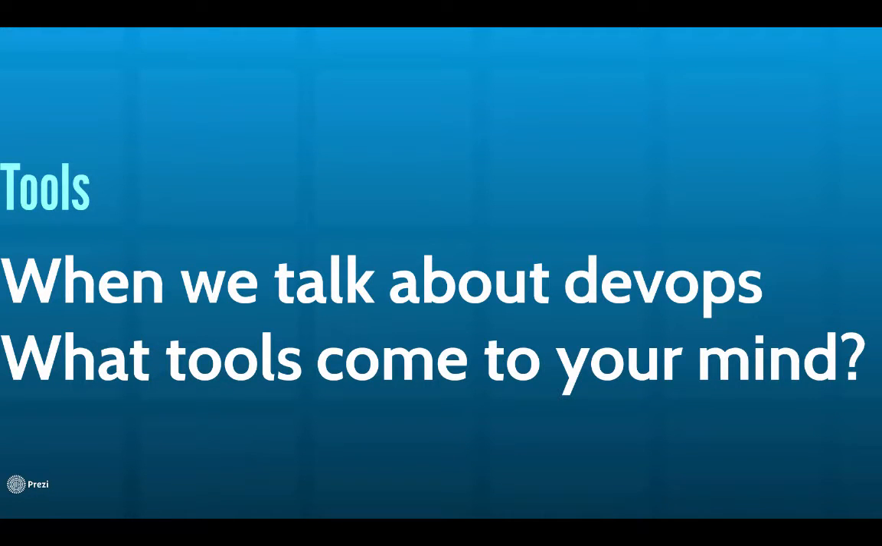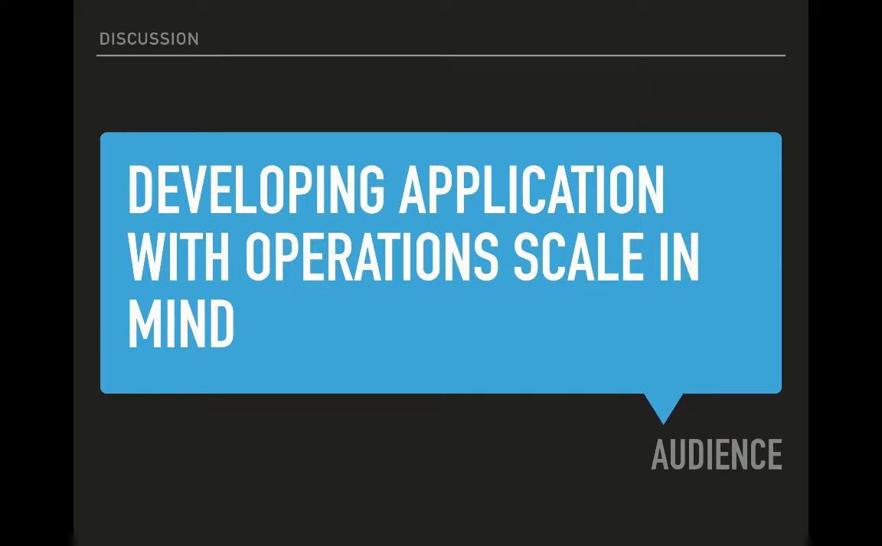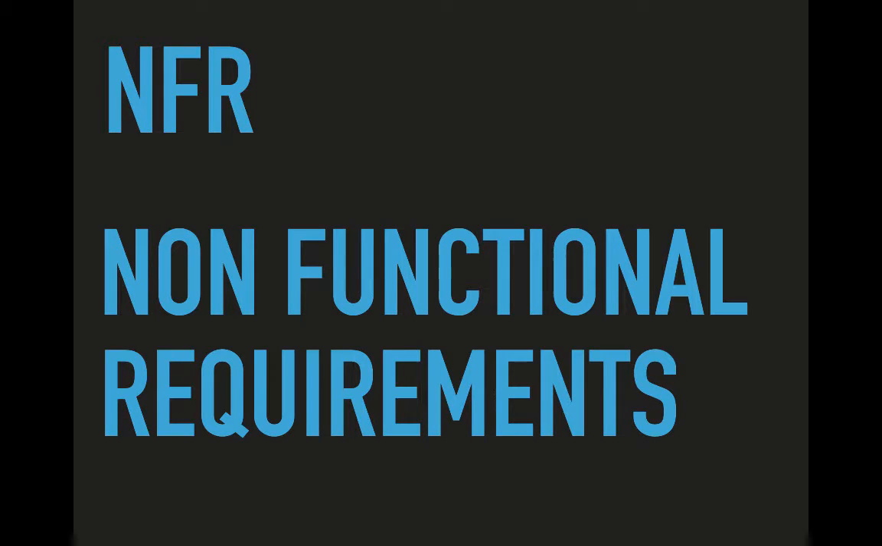Now, this is something I hope a lot of you might be able to answer. What are the tools that come to your mind when you say DevOps? CI/CD. CI/CD? Okay. When we talk about DevOps, I just want to add on to what was mentioned: developing an application with operational scale in mind. In the traditional world, the developer was focused on the functionality only. Now we are looking at scale, the non-functional requirements, NFRs, right? Exactly. And those should be taken care of in your development cycle itself, so that the operational burden reduces. Absolutely.